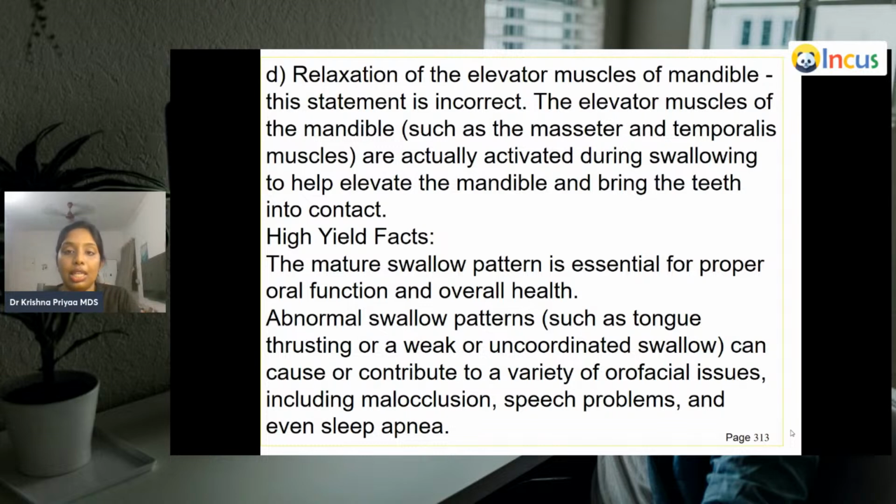This statement is actually incorrect because the elevator muscles of the mandible, like masseter and temporalis, are actually activated during swallowing, which helps in elevating the mandible and bringing the teeth into contact. So the relaxation of the elevator muscles is wrong. It's actually contraction. The muscles involved are temporalis and the masseter. We have to understand this, and we have to understand the process so that we can answer any more MCQs associated with it.